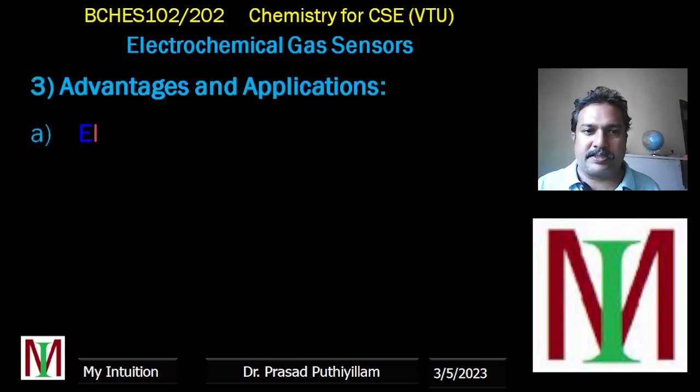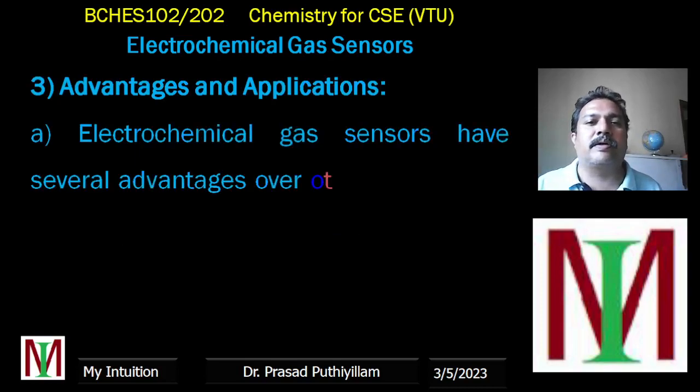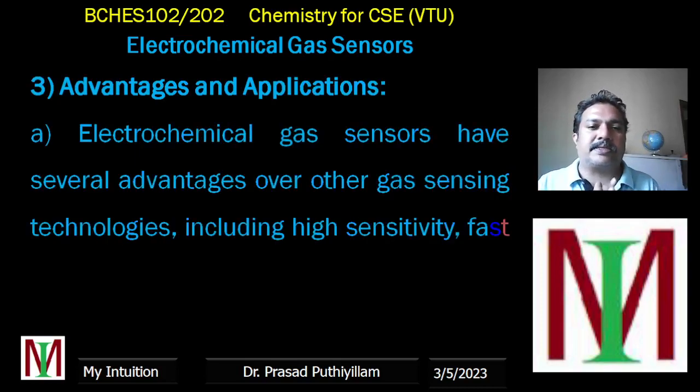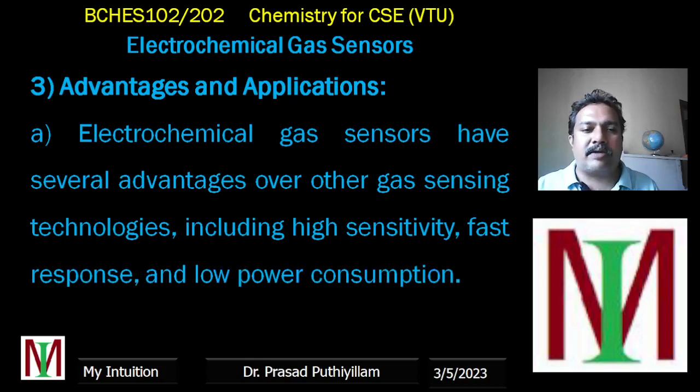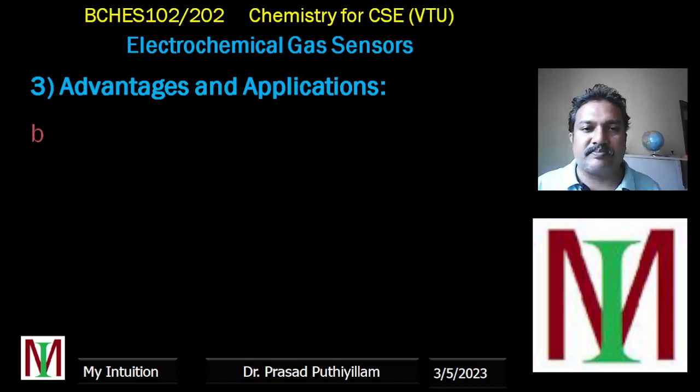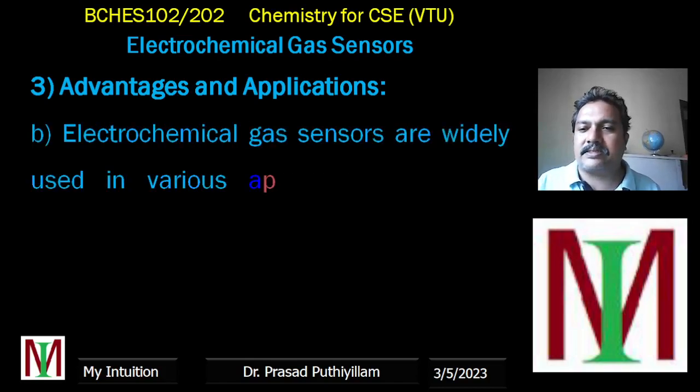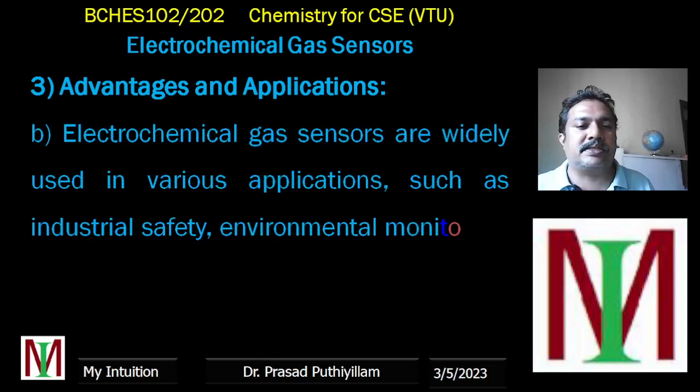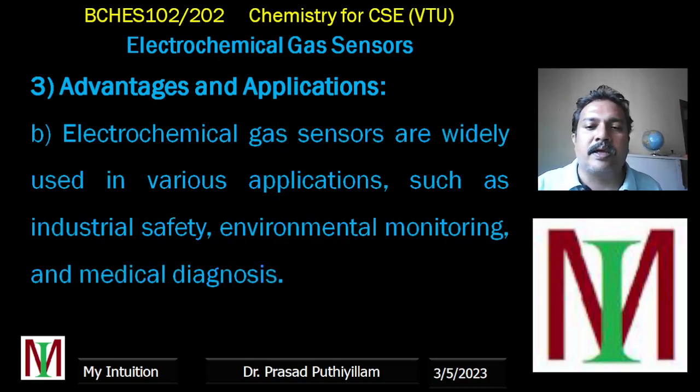Advantages and applications. So what are the main advantages and applications of electrochemical gas sensors? Electrochemical gas sensors have several advantages, as we say in general, over other gas sensing technologies, including high sensitivity, fast response, and low power consumption. They are widely used in various applications such as industrial safety, environmental monitoring, and medical diagnostics.